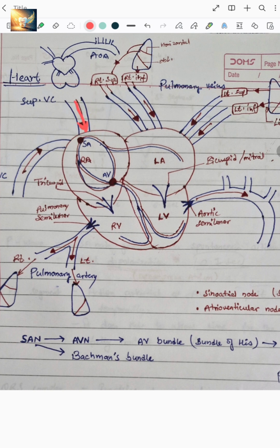This is superior vena cava, this is inferior vena cava. The blood in the tissues, in the organs, below the level of heart, this vena cava is going to collect the blood from all those tissues and organs below the level of the heart. It will contain deoxygenated blood. The main important part is that it will be deoxygenated blood.